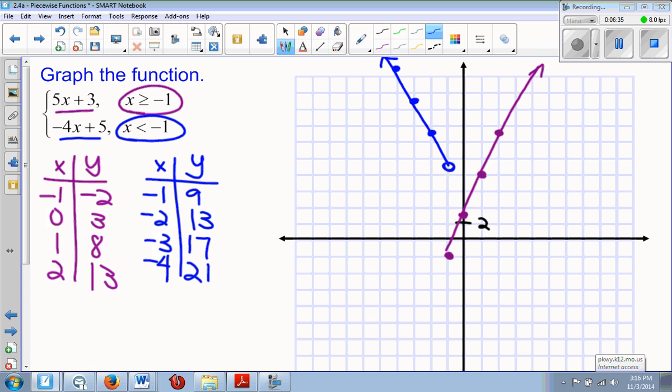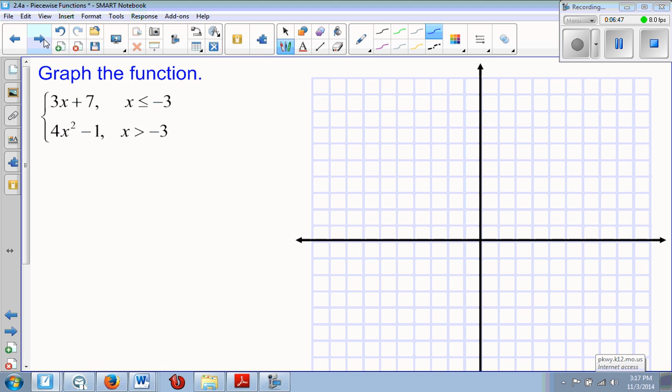And so there's your two equations, I should say. And again, notice because I put an open circle at -1 for the blue equation, this would still pass the vertical line test. In the next problem, we switch it up a little bit and we start talking about a line and a quadratic. So my first equation is linear, and I'm looking at values that are smaller than or equal to -3. So I'm going to start at -3 and I'm going to move down.